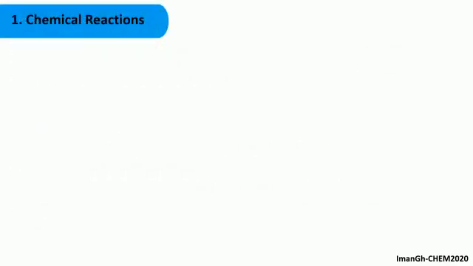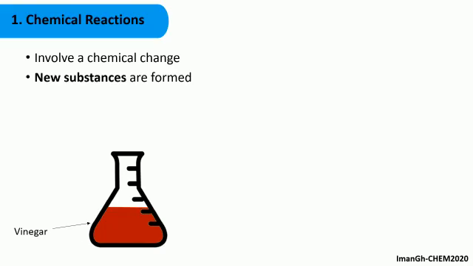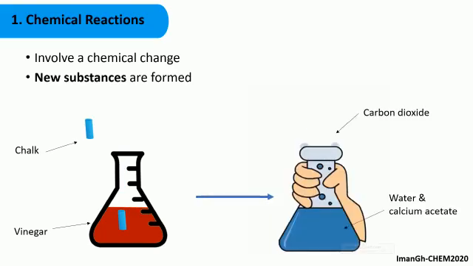As you already know, chemical reactions involve a chemical change where the identities or properties of the substances involved vary. Thus, new substances are formed. Let's take the following example. Vinegar is added to the flask. Then a chalk is placed in this flask. These two substances react with each other to produce new substances that are carbon dioxide, water, and a chemical called calcium acetate.